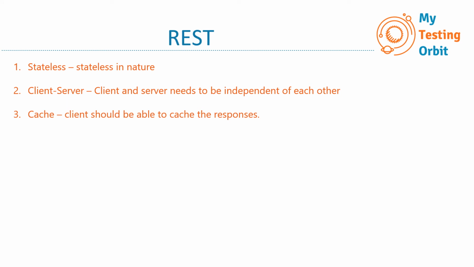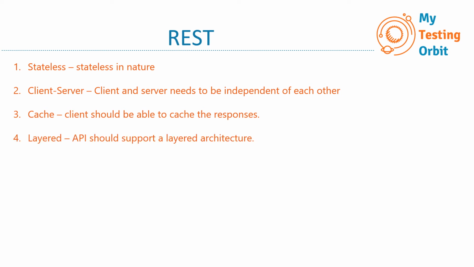The third one is cache. Client should be able to cache the responses. The client side of a REST API should have the ability to cache or store information for a certain period of time. This reduces the number of times the application needs to call on the API, and in turn it reduces the server usage and also saves resources.